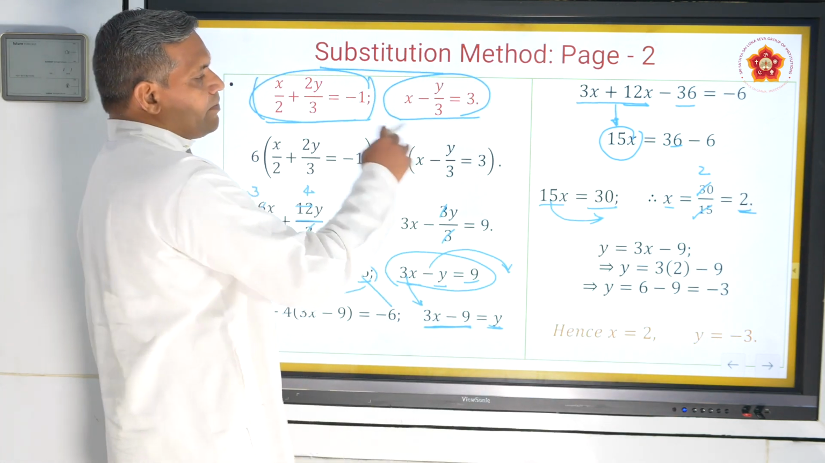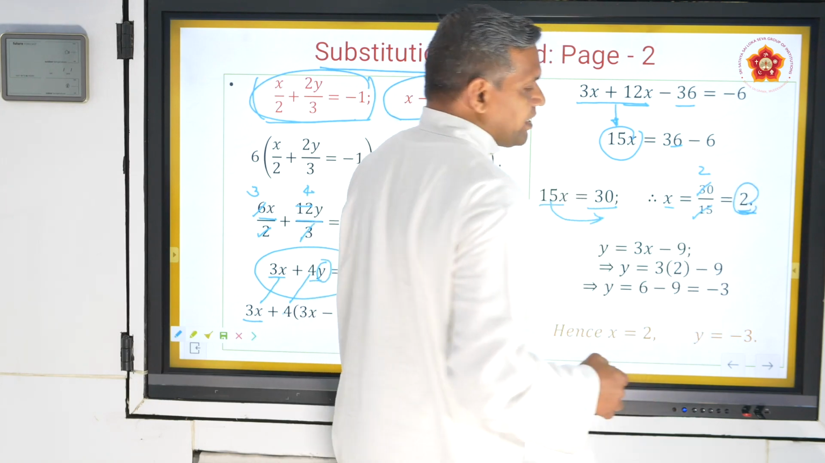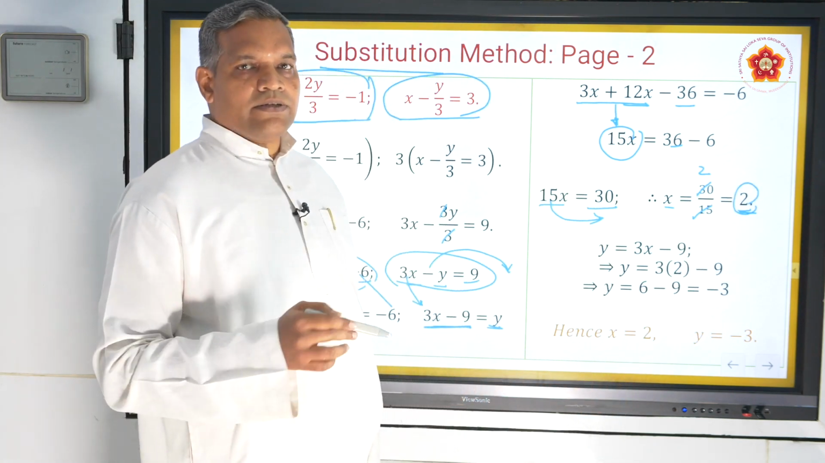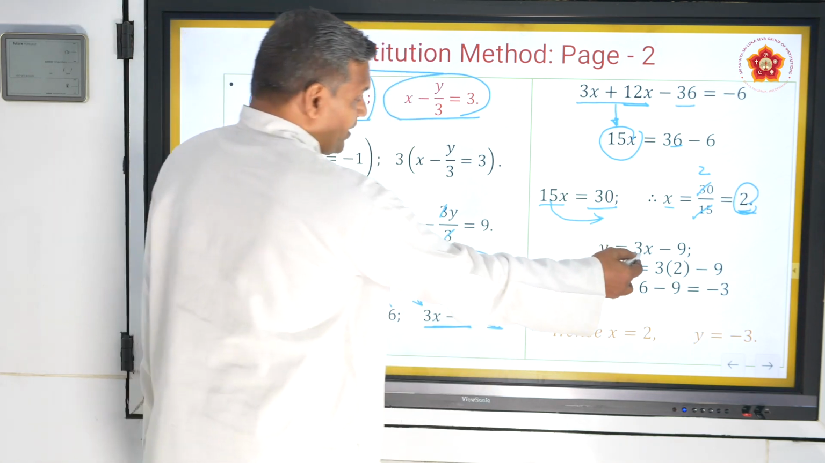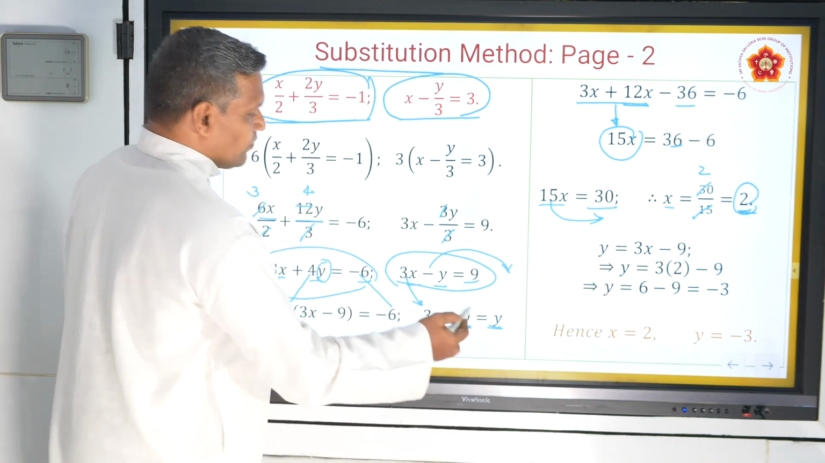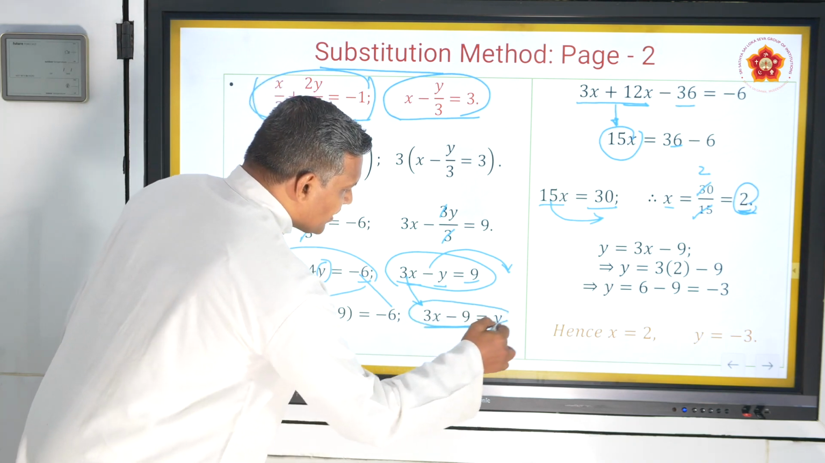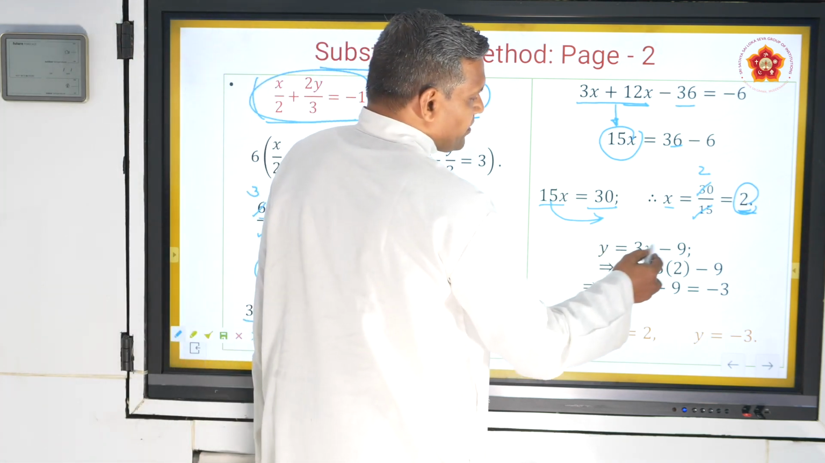So, a very complicated sum. The answer is x is equal to 2. That is not the end of it. You are supposed to find the y value also. We'll substitute in one of the equations. Take one of the equations. What is y? Y is equal to 3x minus 9. So I'll take y is equal to 3x minus 9.